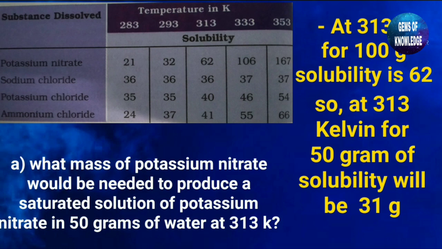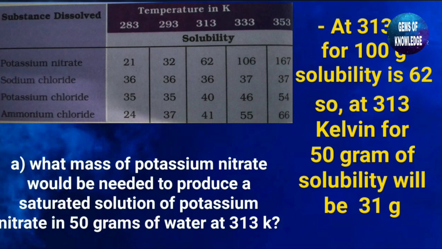So what they have told here is, you can see here 50 grams of water they have told us. Okay, so in 50 grams of water what will be the solubility of that particular product? So in the question what we have learned is we have dissolved it into the 100 grams of water. Okay, so you can see the answer here at 313 Kelvin for 100 gram. What is the solubility given here? It is 62. Now we are going to calculate it for 50 grams.